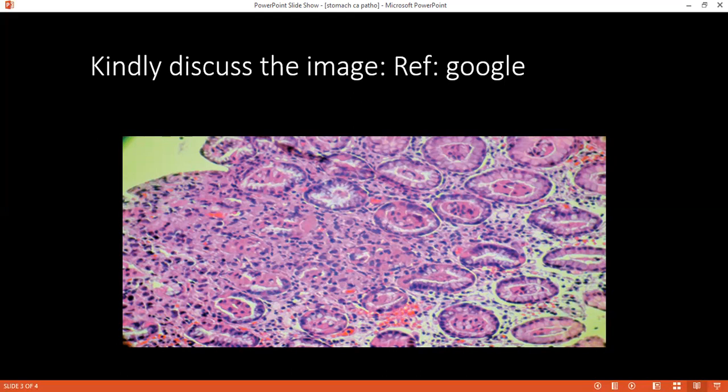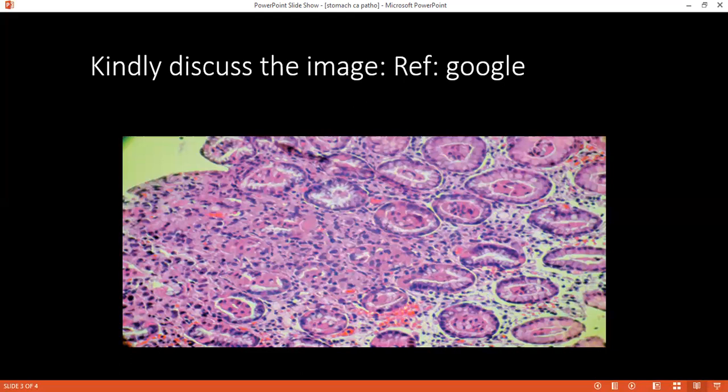Okay. If you look at the image, can you please help me to understand the pathogenesis behind carcinoma stomach? In stomach, initially because of chronic inflammation, there will be intestinal metaplasia, which can later progress to low-grade dysplasia, followed by high-grade dysplasia, and develop into superficial carcinoma, and later progress to invasive carcinoma.